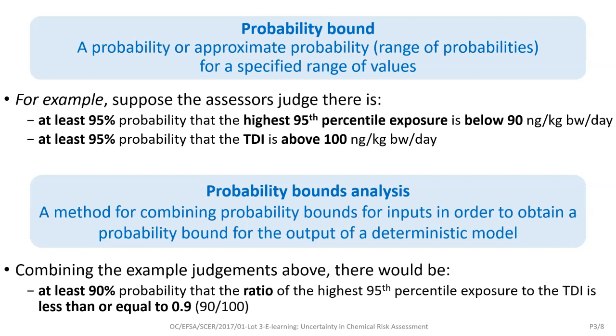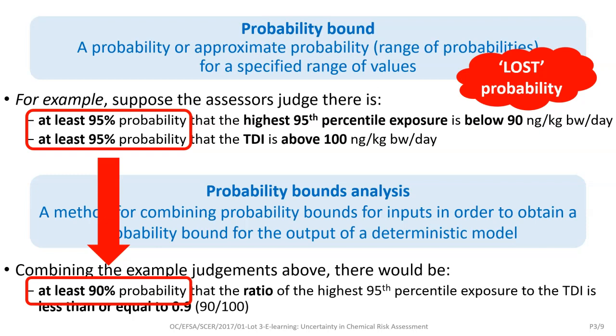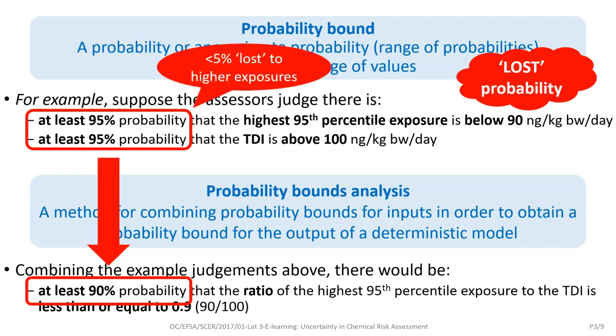How does this calculation work? How do we get from two 95% bounds for exposure and the TDI to a 90% bound for the ratio? A simple but informal way to think about this is in terms of lost probability. We judge there is at least 95% probability that the highest 95th percentile exposure is below 90 nanograms per kilogram body weight per day. So there is less than 5% probability that it is higher than 90 nanograms per kilogram body weight per day. In the language of lost probability, we have lost less than 5% probability to higher exposures.